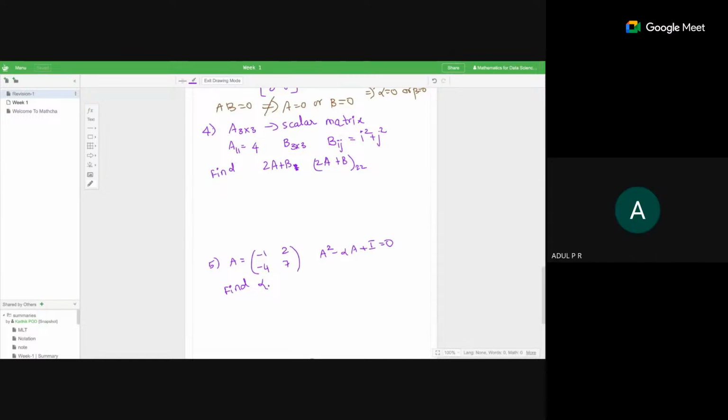Did everyone get how to pose the question? Guys, how can you get the value of A? I think the data is insufficient. A is already given in the question as 4, right? So it is a scalar matrix, and it is given that A11 is 4, so all the diagonal elements will be equal to 4. The other elements will be 0.